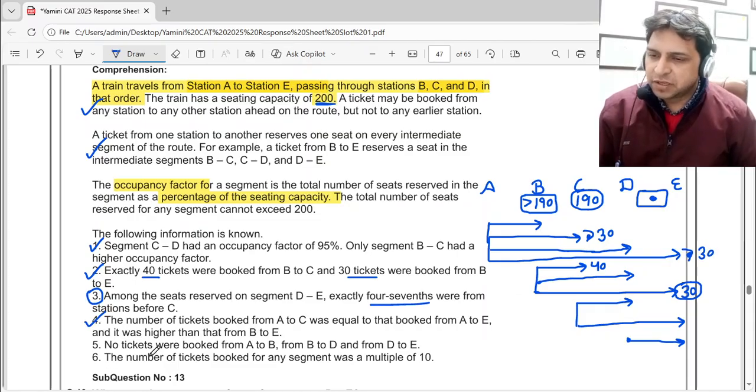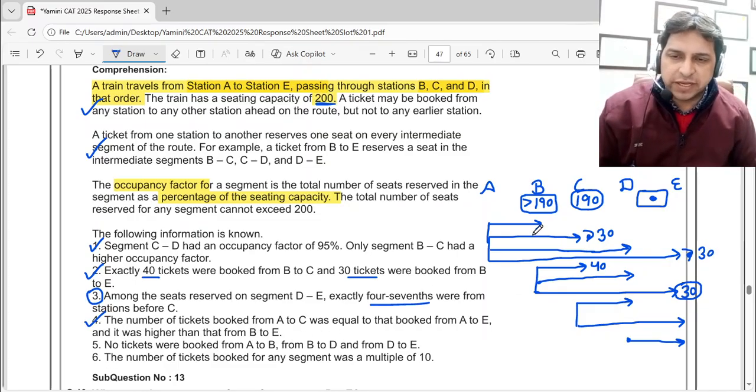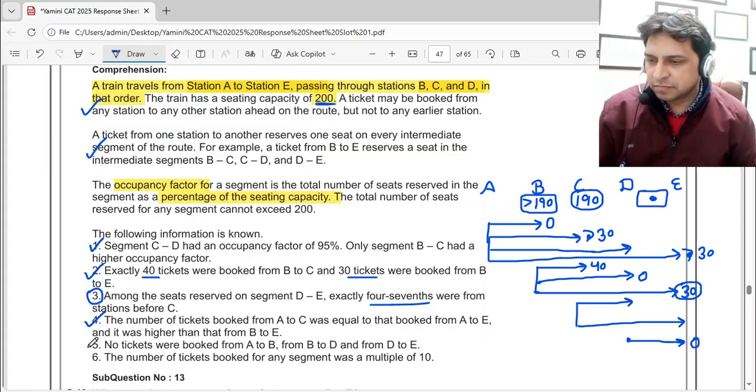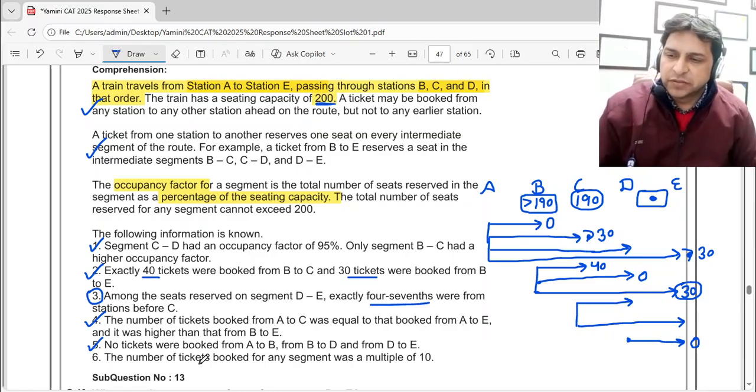Used. Now no tickets were booked from A to B, that means this is 0. B to D, that means this is also 0. And D to E, that means this is also 0. This is also used. The number of tickets booked for any segment was a multiple of 10.